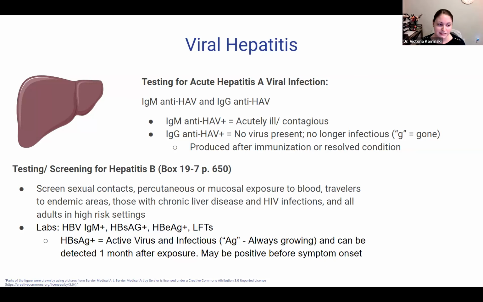So you can see here discussion of IgM and IgG, as well as testing and screening for hepatitis B, and who we should be screening, as well as what labs we should be ordering.